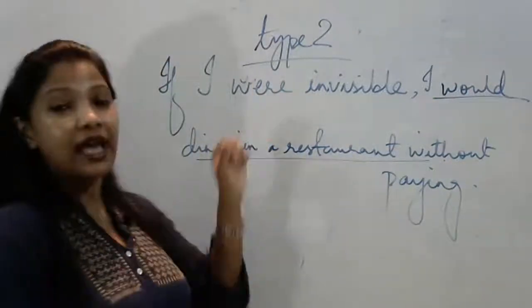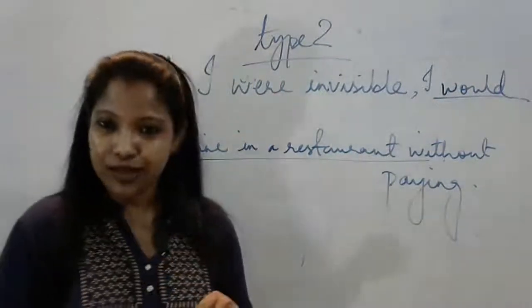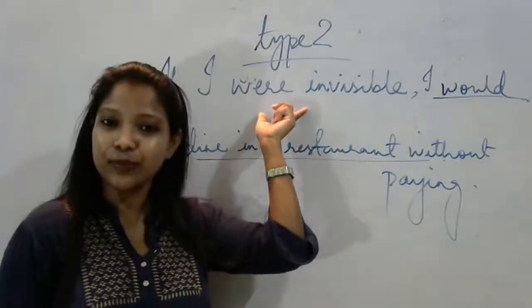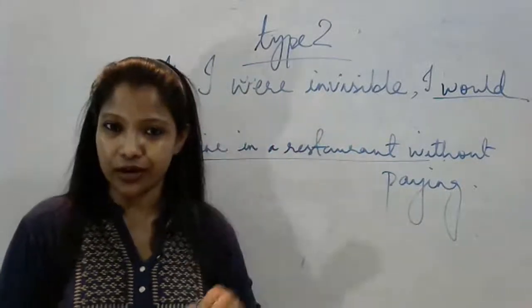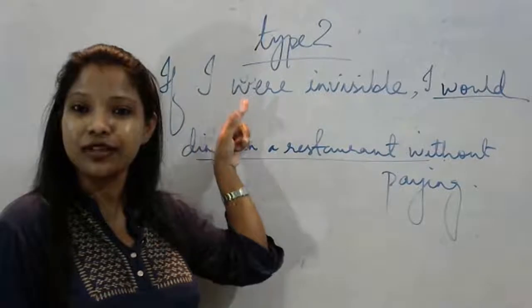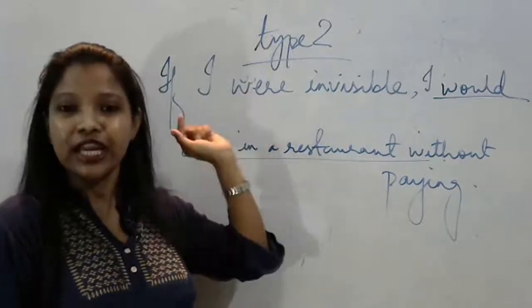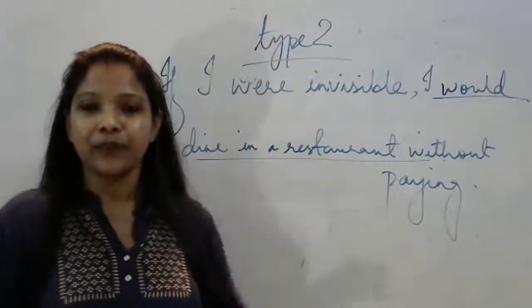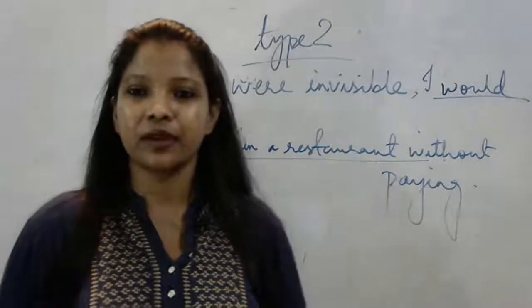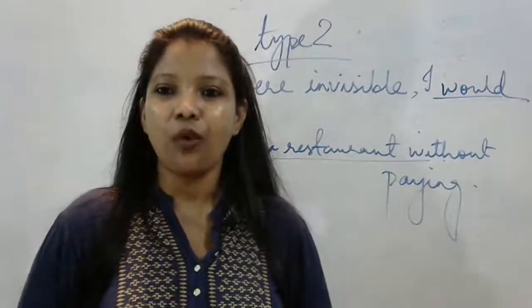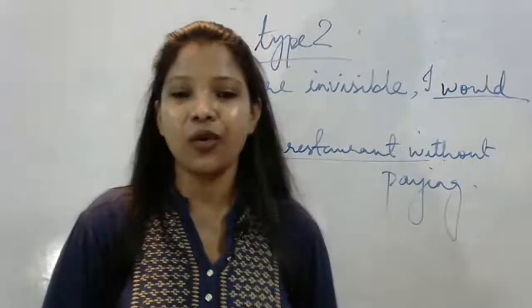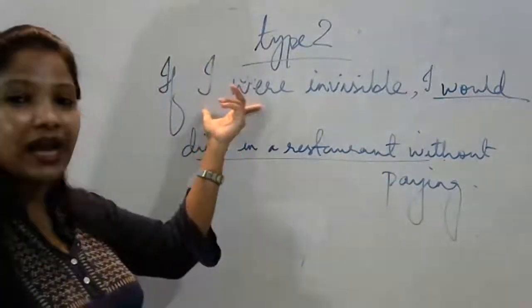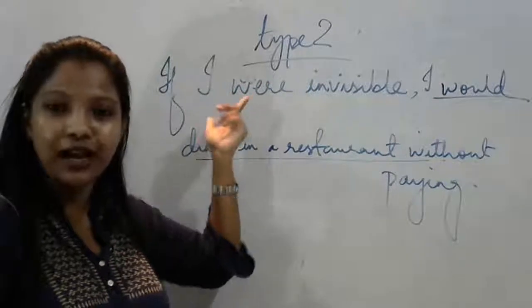Why "were" and why not "was"? Because "were" is used with plurals and "was" is used with singular, and "I" is singular. So if you see, technically, it should be "I was" instead of "I were." Right? Okay. Now the answer for this, why "I were" and not "I was."